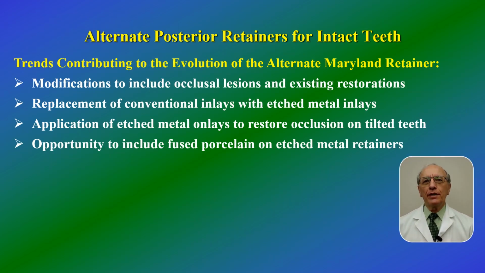Now, there are some trends that are contributing to the evolution of the alternate posterior retainer for intact teeth. These trends include the modification of the occlusal rest to include small occlusal lesions and existing restorations, the expansion of the etched metal prosthesis to replace conventional inlays, the incorporation of etched metal onlay components to resolve lack of occlusion on tilted teeth, and the opportunity to include fused porcelain on etched metal components.